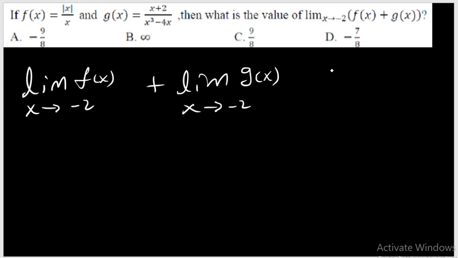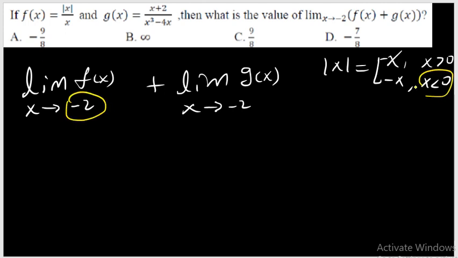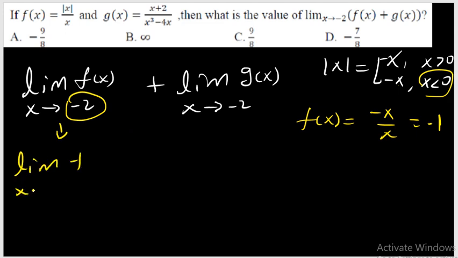f of x contains the absolute value of x. So absolute value of x means it is either x or negative x. It will be x when x is greater than 0. It will be negative x when x is less than 0. But we are approaching negative 2. As x approaches negative 2, it is in the second interval, so we take negative x. So f of x will be negative x over x, which is negative 1. So the limit of this part will be the limit of negative 1 as x goes to negative 2. You know, for a constant function, the limit as x goes anywhere is the constant itself. So the answer will be negative 1 for the first one.